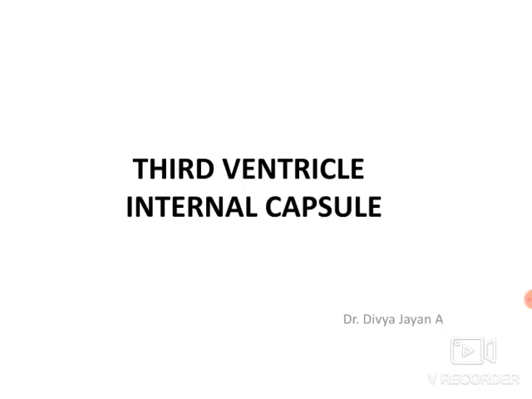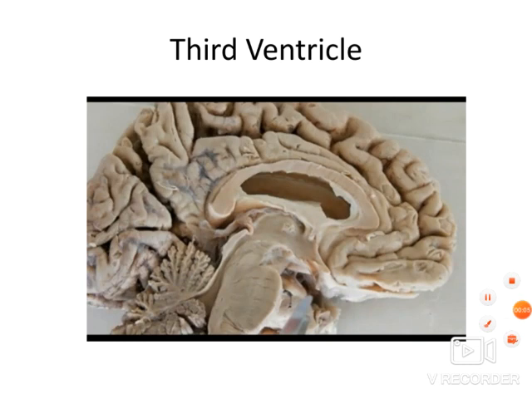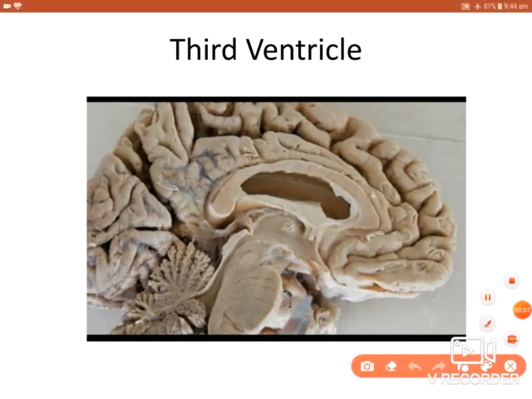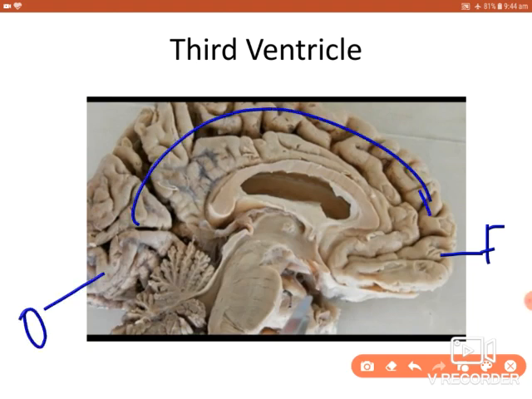Hello everyone. Here I am going to talk about the anatomy of the third ventricle and internal capsule. Here this is the median sagittal view of the left cerebral hemisphere. This is the frontal pole towards anteriorly. This is the occipital pole towards posteriorly. This surface is the medial surface. This is the supromedial border.